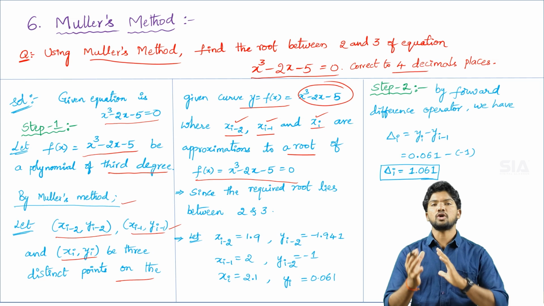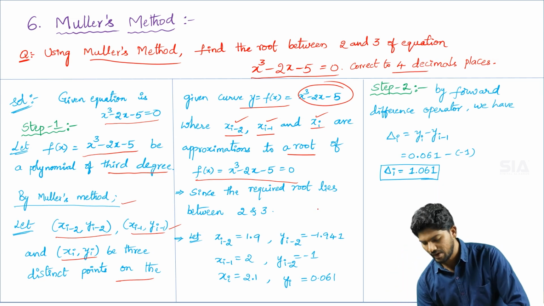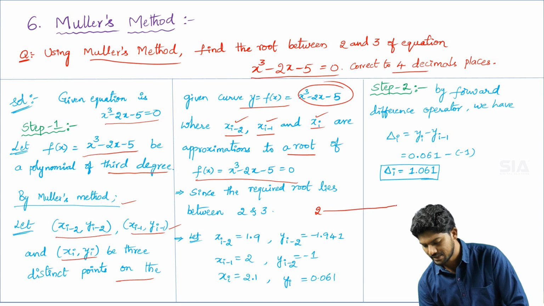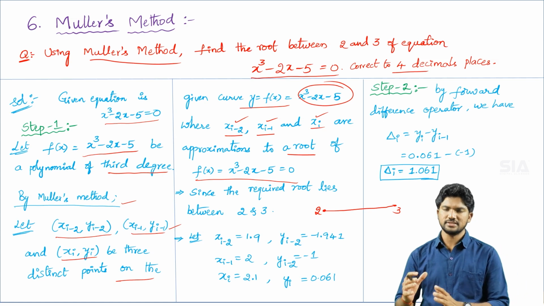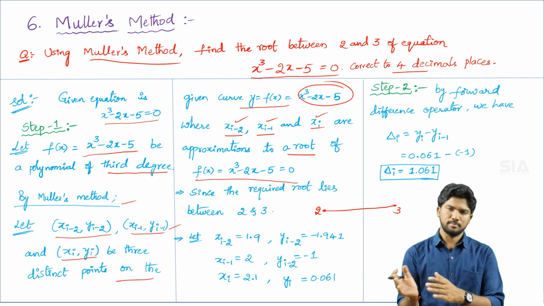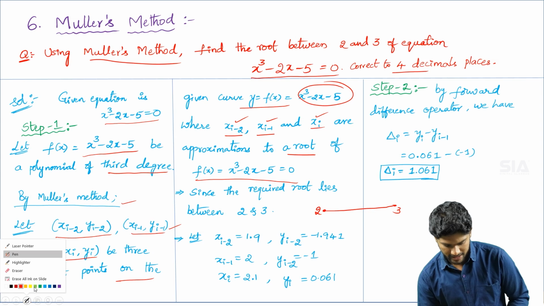In the problem we are going to find the required root in between 2 and 3. So the required root exists in between 2 and 3, either it is 2 point something, less than 3. So now we are going to take that.